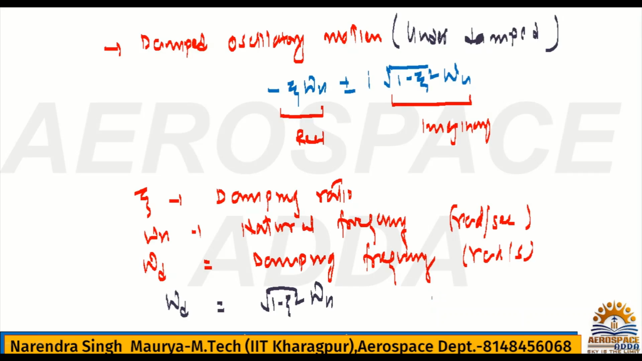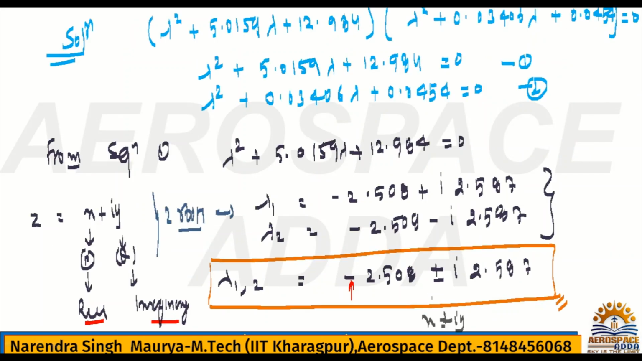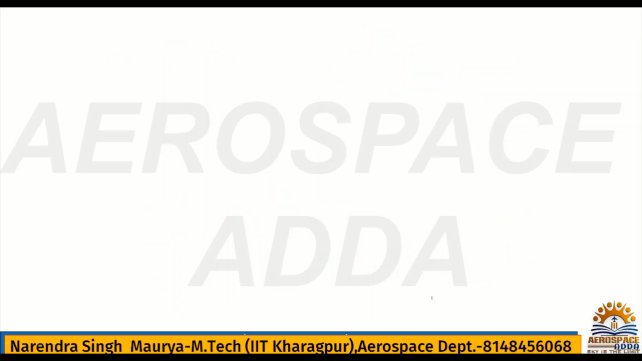We have two couples of roots here: lambda 3 and 4 is one combination of roots, and lambda 1 and 2 is another combination. You just write and check which one is the long period oscillation and which one is the short period oscillation. My expectation from all of you is to tell me which one is which.